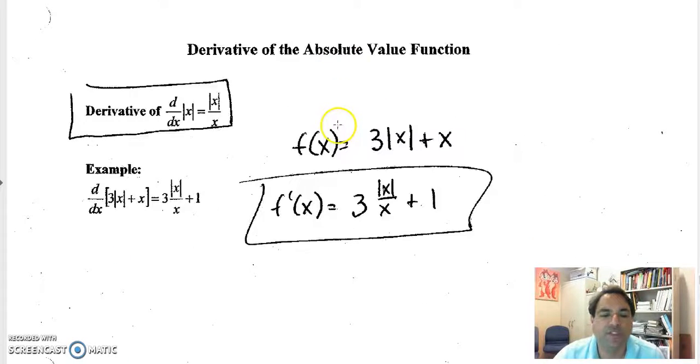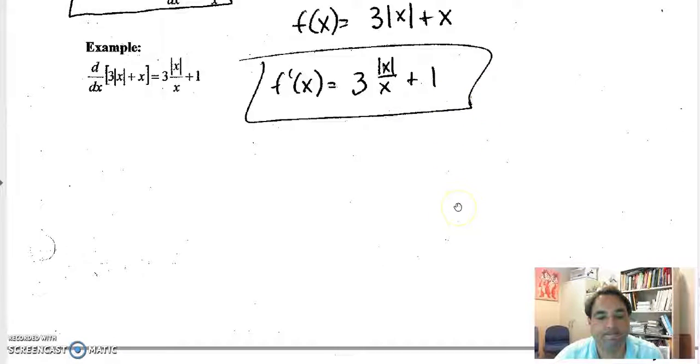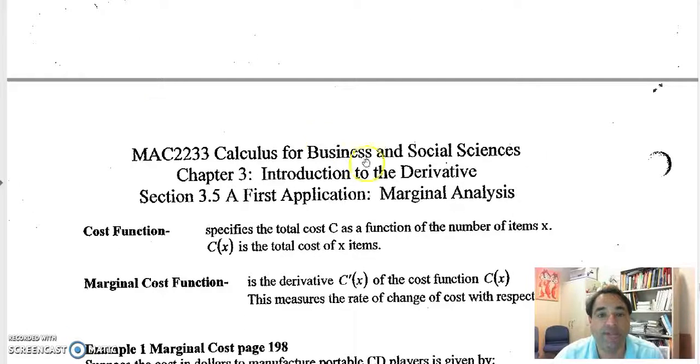And then there's some weird ones, for example, the derivative of an absolute value function. To take a derivative of absolute value, you basically rewrite it as absolute value of x over x. Again, if you do it the long algebraic way, it explains why. So if I had 3 absolute value of x plus x, the 3 would stay in front. The derivative of absolute value is absolute value of x over x, plus the derivative of 1x is 1. In the next video, we'll be doing some applications.